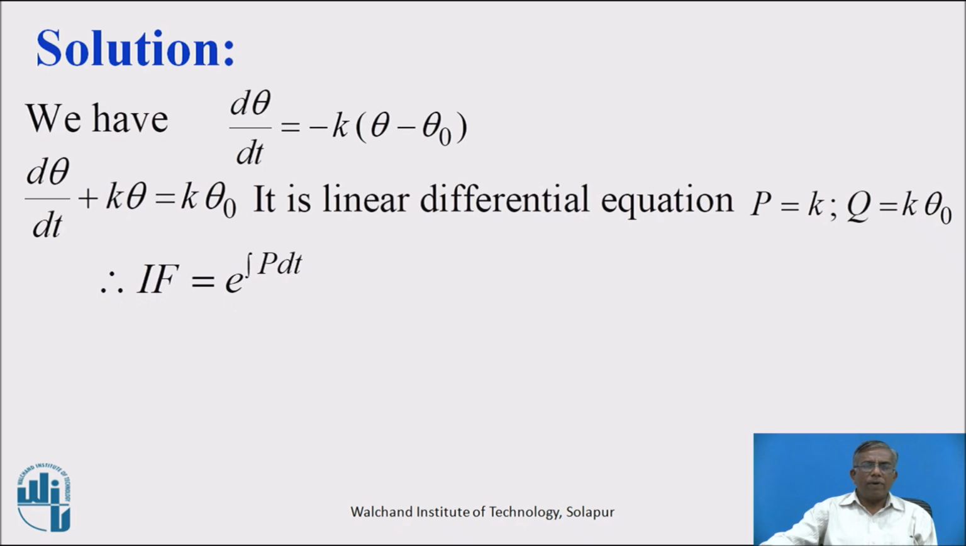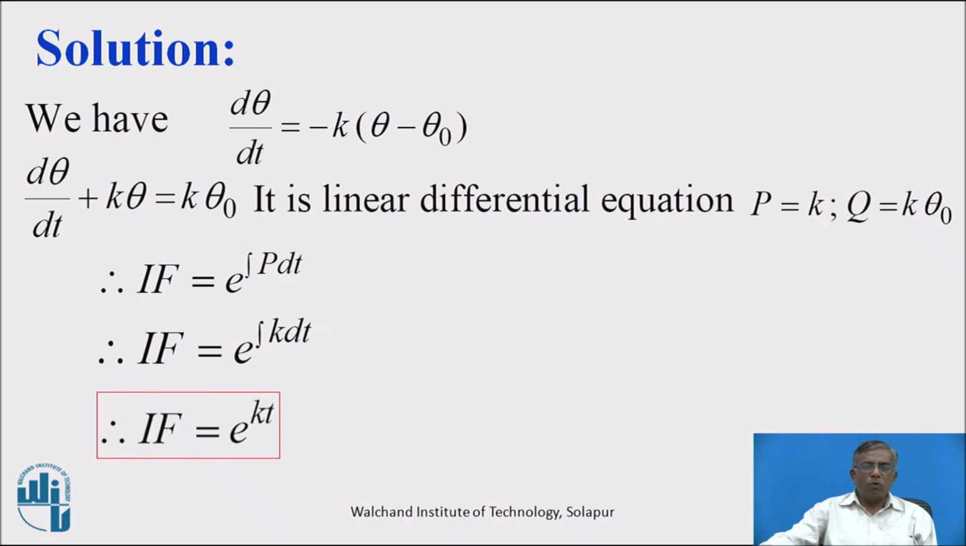Now the integrating factor of this differential equation, IF equal to e power integration of function p dt. Put the value of p equal to k in this. So we get IF equal to e power integration of k dt. It gives IF equal to e power k, with the constant outside, and the integration of dt is t, so the integrating factor is equal to e power k into t.